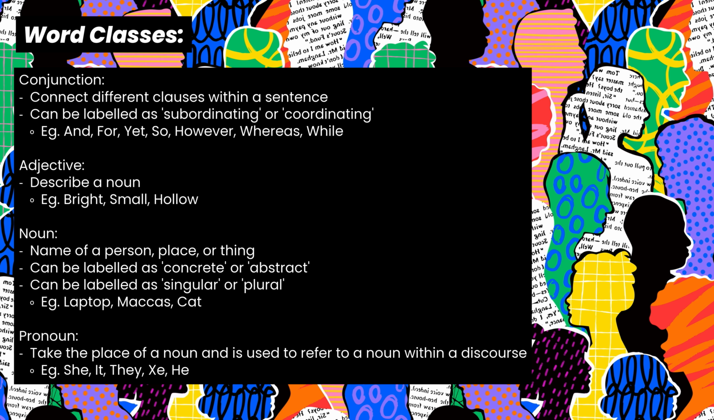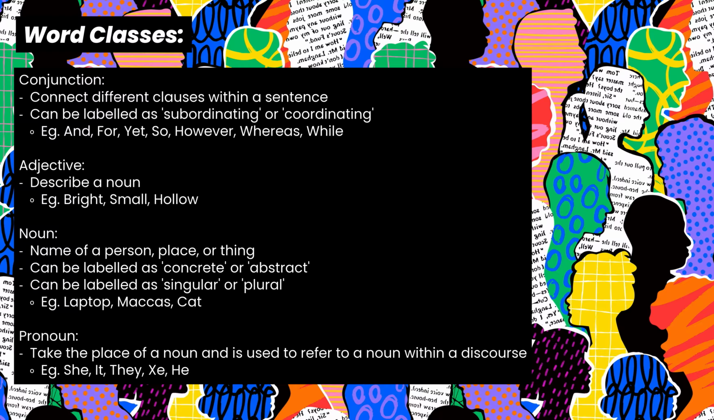Then we have conjunctions. Now, conjunctions connect different clauses within a sentence, and we can label these conjunctions as subordinating or coordinating. And we're going to talk more about the difference between subordinating and coordinating conjunctions in a moment.